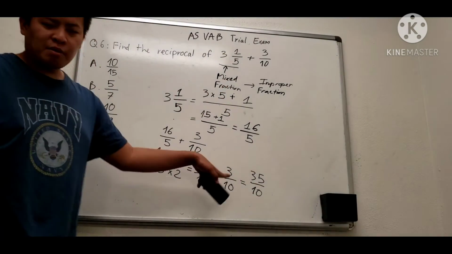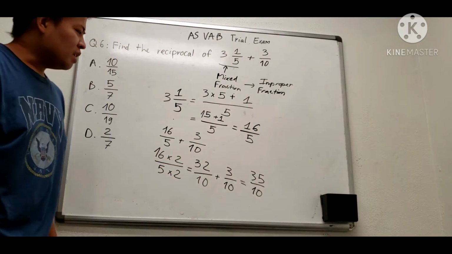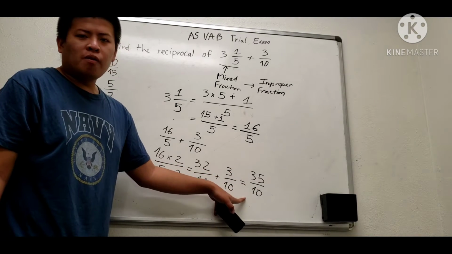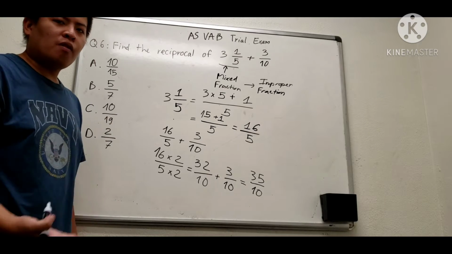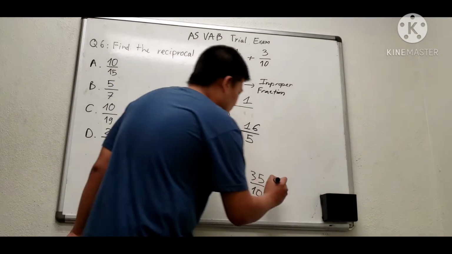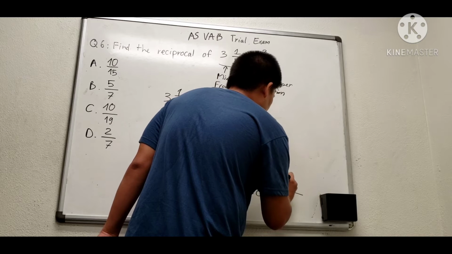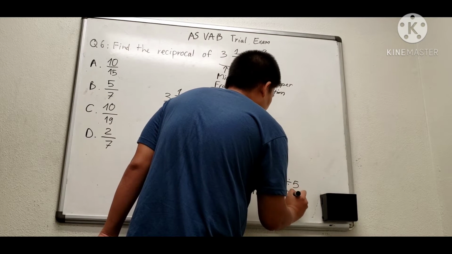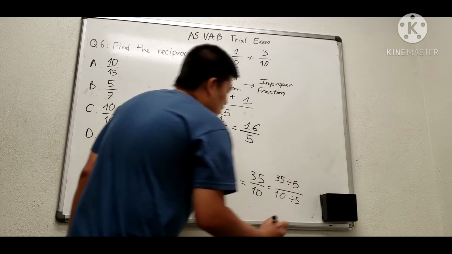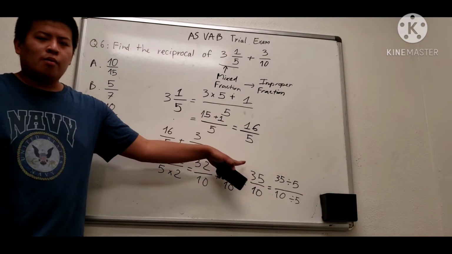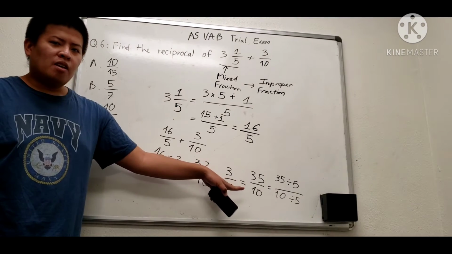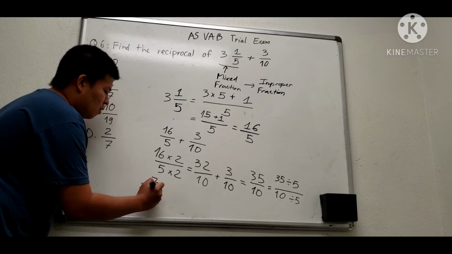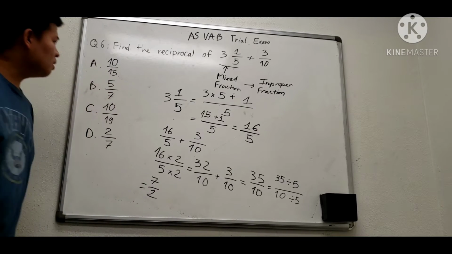So now, after we got 35 over 10, you can see that 35 can divide by 5, 10 can divide by 5, so that we need to simplify the fraction. So we divide numerator and denominator with number 5, and you get about 7 over 2.